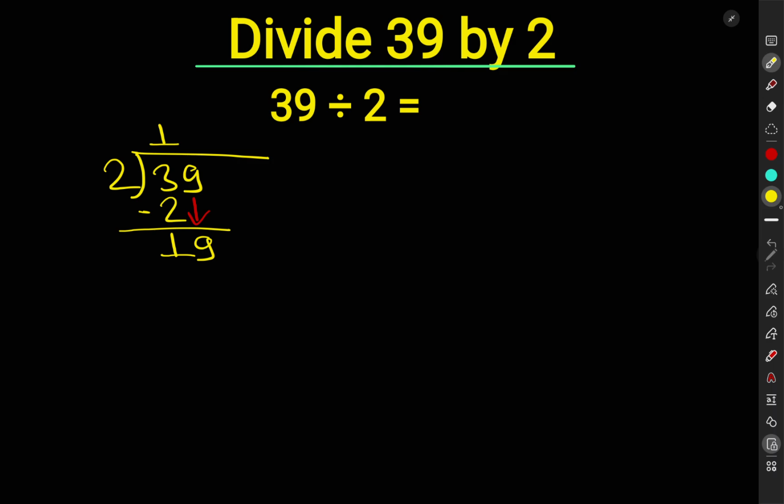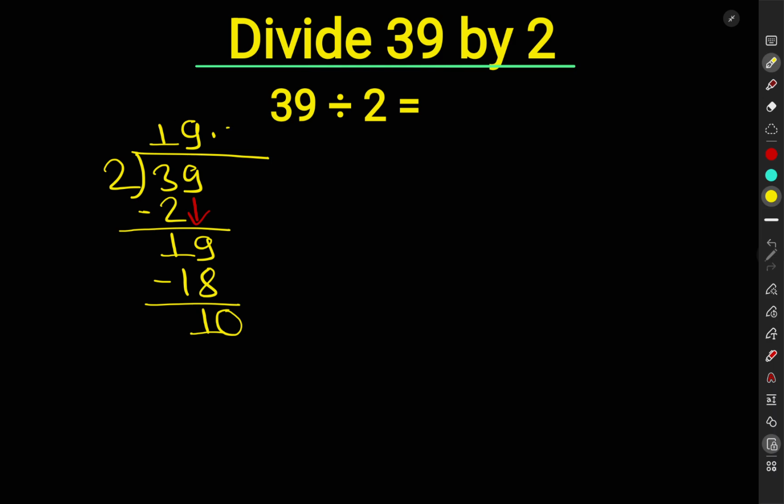So it is 2 times 9 means 18. On subtracting we get 1. Again here 1 is less than 2 and there is no other number beside it. So we put a decimal here so that we can take 0.